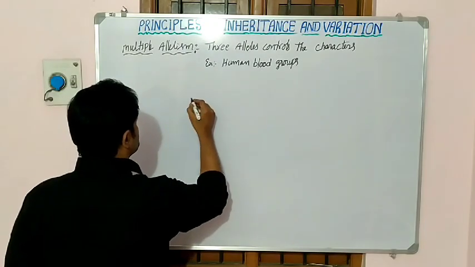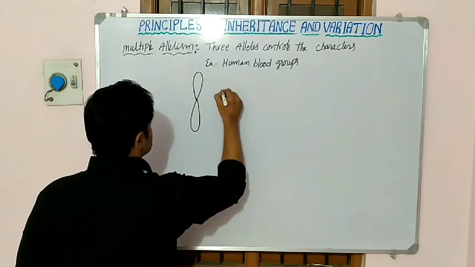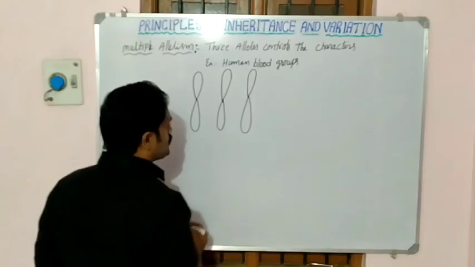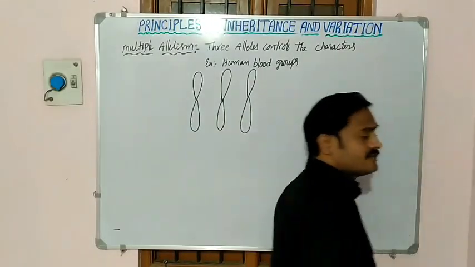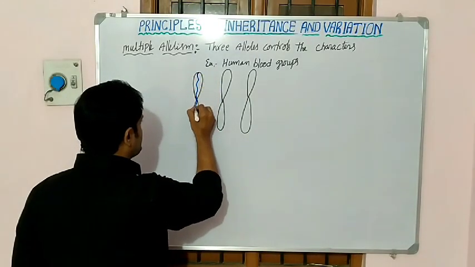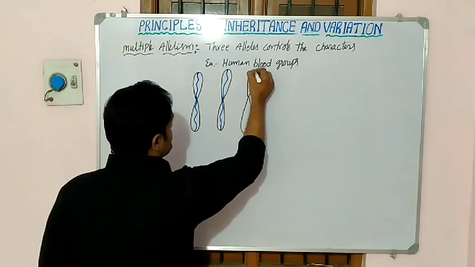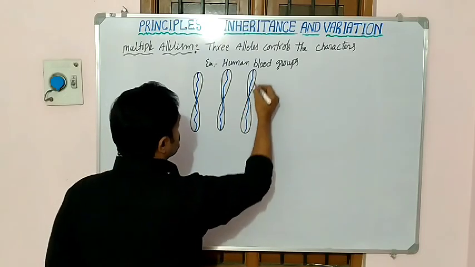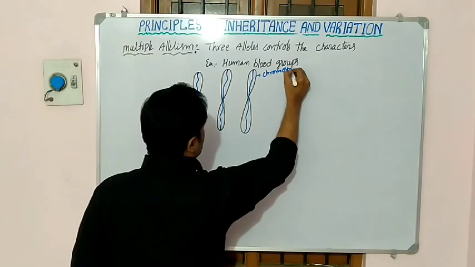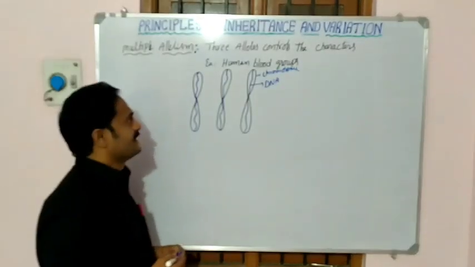What do we mean by alleles? See, I will draw the chromosomes here. So these are the chromosomes. Already you know very well, inside the chromosomes there is double stranded DNA. See, this is called double stranded DNA, and this is called chromosome. Inside the chromosome consists of DNA.